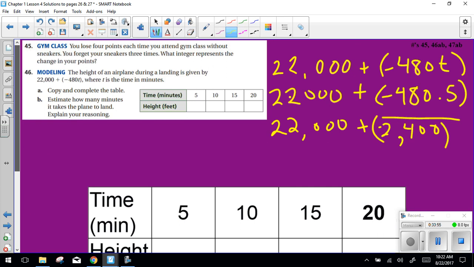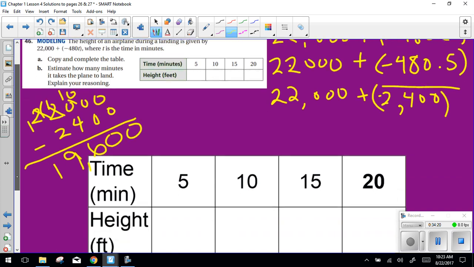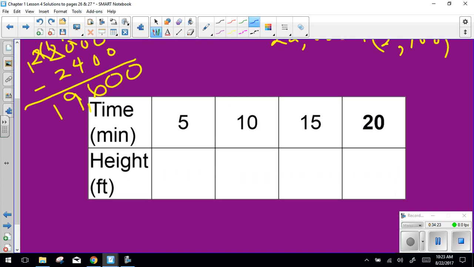Okay, so now what we're going to do is take 22,000 and subtract 2,400. Okay, so 0, 0, let's borrow, make that a 1, make this a 10. 10 minus 4 is 6. We're going to borrow again. This becomes 11 minus 2 is 9, 1. So now, in our chart, after 5 minutes, we're at 19,600 feet.